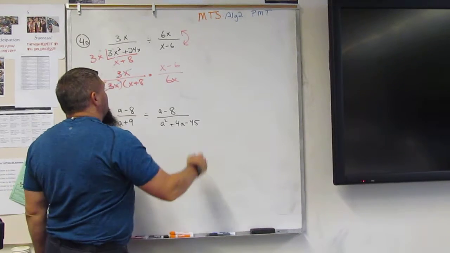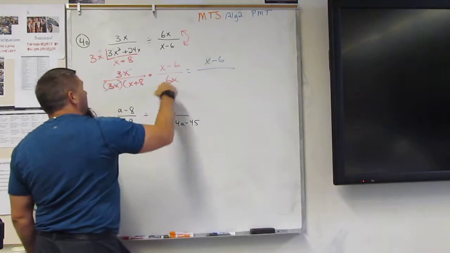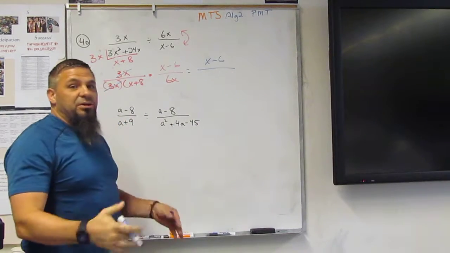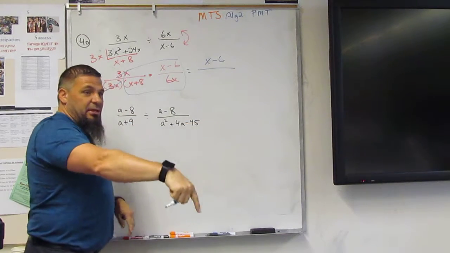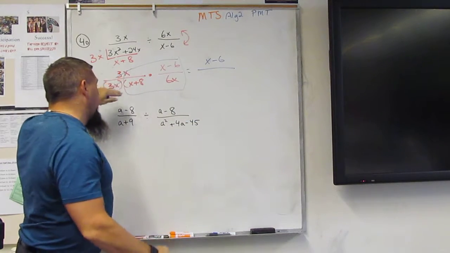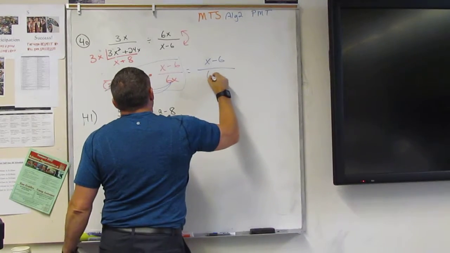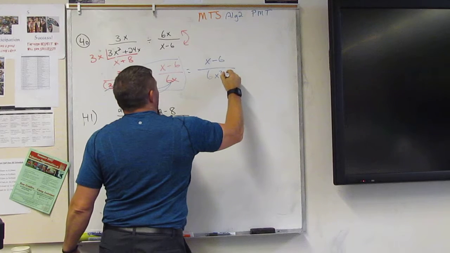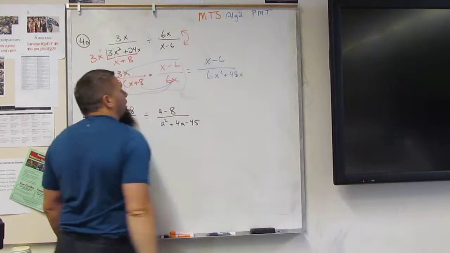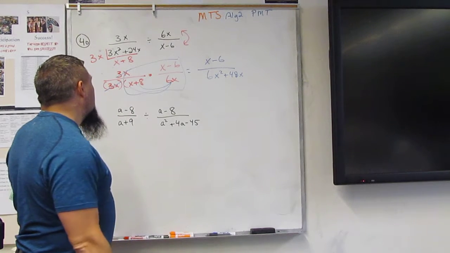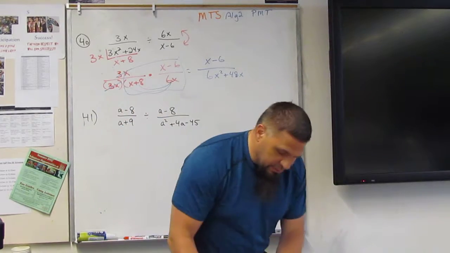So that's it, you know? And what we're going to do is put it back together. x minus 6 over, and then it depends on what's in your book. Your book might have it just like this, or your answer key in the back. Or it might make you push it through. So it might say 6x squared plus 48x, right? So it might have this. Either way, then you check it out.